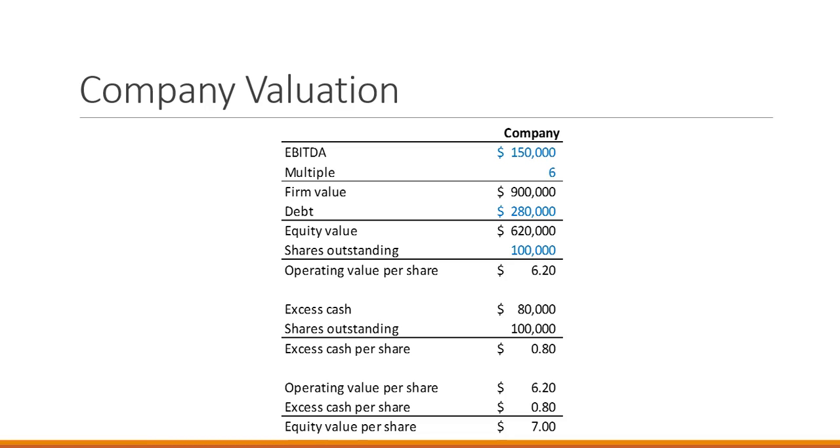And so each shareholder has 2 components of value. The operating value per share, which is based on the ongoing company operations of $6.20. The equity value, the excess cash per share, which is on a per share basis 80 cents, summing to a total equity value per share of $7.